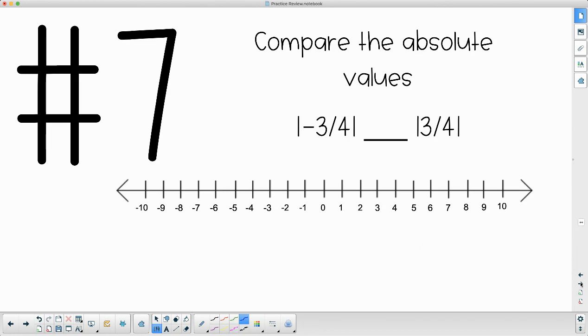Number 7, we need to compare absolute values. If we remember, absolute values are always going to be positive. So even though this is -3/4 here, it is 3/4 of a unit away from 0. And this one is also 3/4 of a unit away from 0.